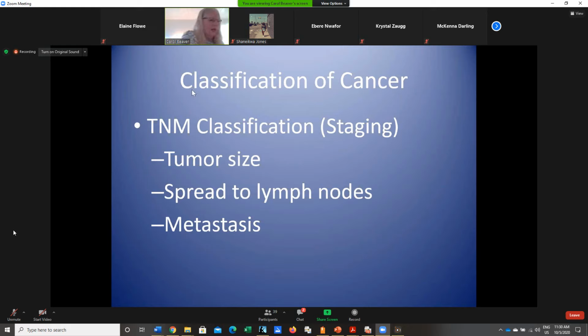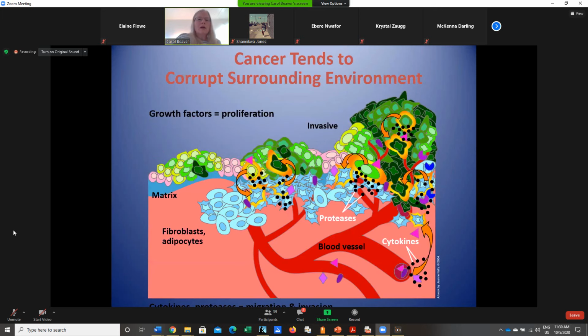All righty. So let's go to our corrupt surrounding environment. So our growth factors equal proliferation. We got invasive mess here. We got a matrix there with a bad cell, fibroblasts and adipocytes. That's fat tissues, and we got some misses here. It's just a chaos thing.